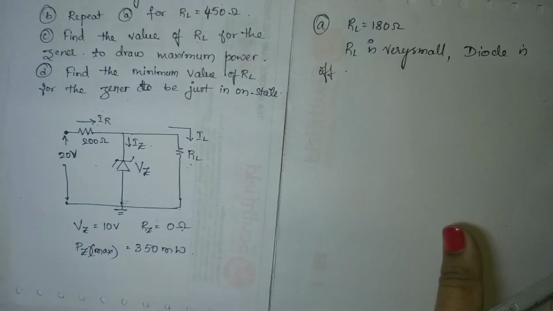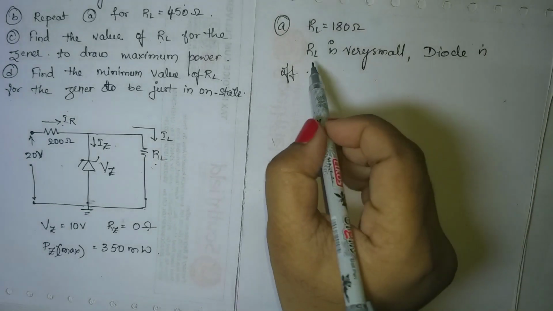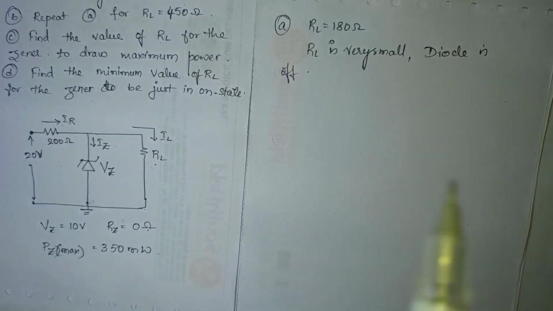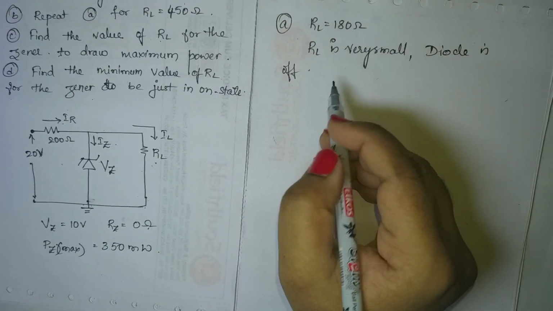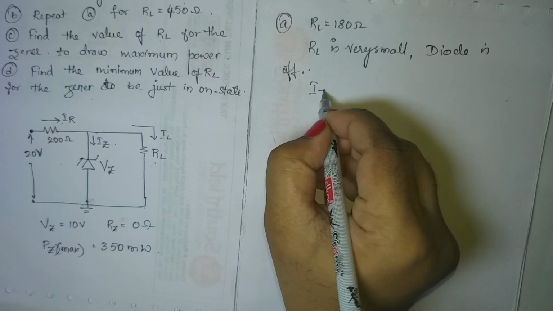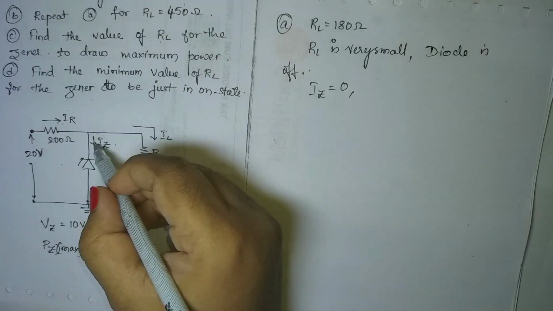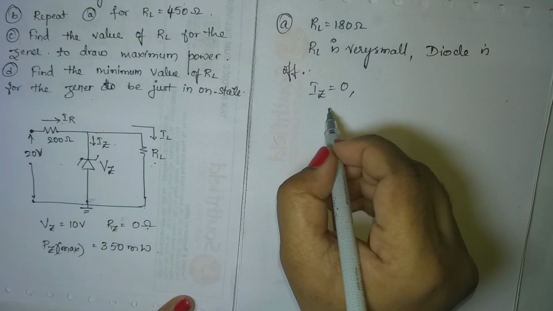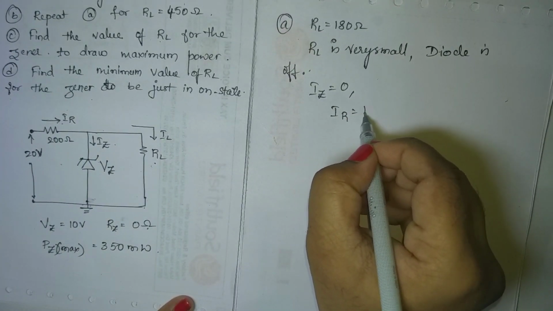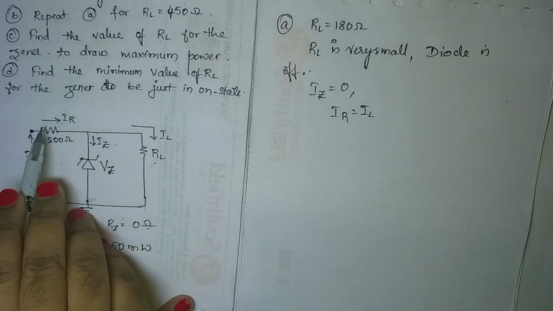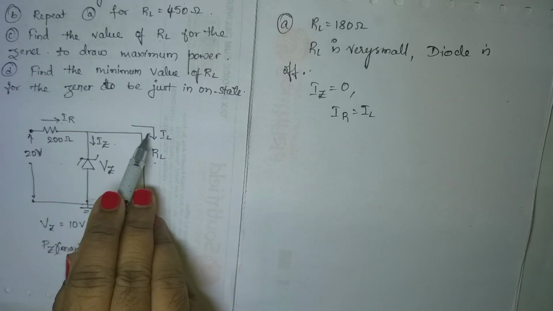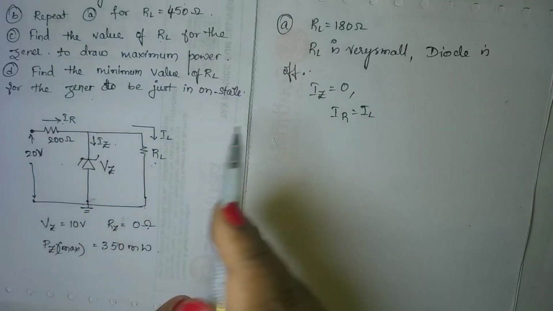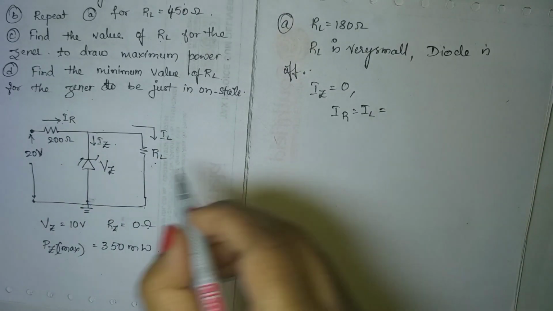So assuming that the RL value is small and the diode has not turned on, what is the output I'll be getting? IZ is equal to 0, because this is completely off and there is no current flowing here. And if that is the case, then IR will be equal to IL, right? Whatever current is flowing here flows completely through the load. It will not move into the Zener diode.